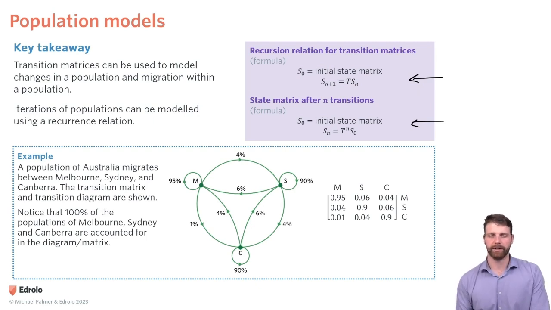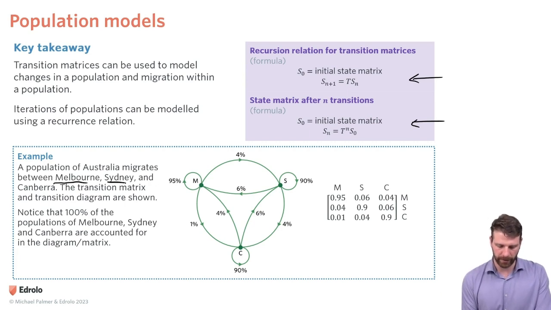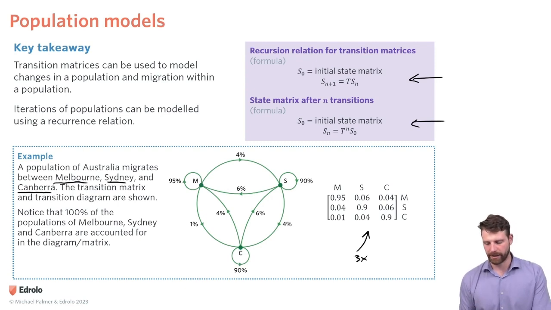A population of Australia migrates between Melbourne, Sydney, and Canberra. This time around, I've got people moving between 3 cities, and if I'm going to model that, I need a 3x3 matrix. Makes sense. We've got a transition diagram here, with some numbers there, and that's been encoded into this transition matrix.